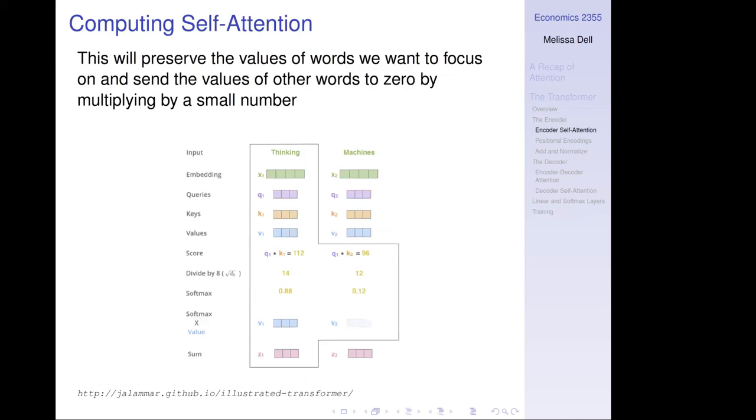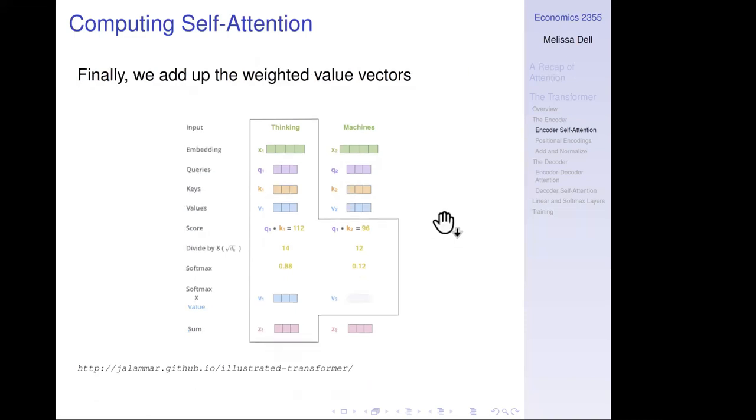And so what this does is it preserves the values of words we want to focus on, and it will send the values, those blue vectors, of other words to 0 by multiplying them by a small number. And then finally, we add up those weighted values. So here Z1 equals the weighted sum of the value vectors V1 and V2, where those weights are the softmax scores.